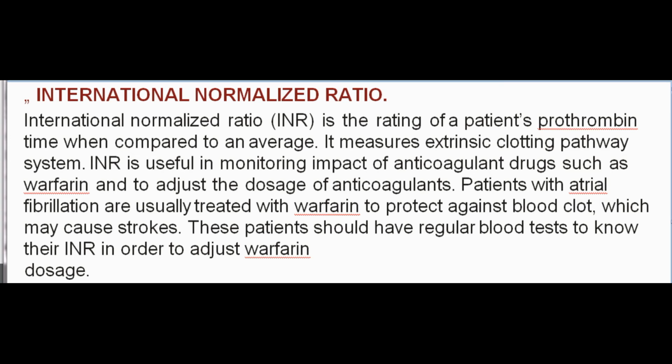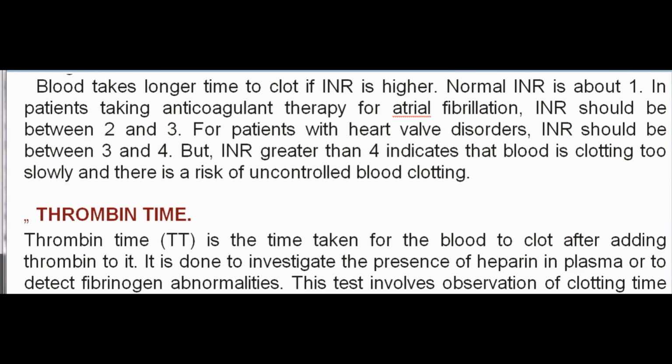Patients with atrial fibrillation are usually treated with warfarin to protect against blood clot, which may cause strokes. These patients should have regular blood tests to know their INR in order to adjust warfarin dosage. Blood takes longer time to clot if INR is higher. Normal INR is about 1. In patients taking anticoagulant therapy for atrial fibrillation, INR should be between 2 and 3. For patients with heart valve disorders, INR should be between 3 and 4. But INR greater than 4 indicates that blood is clotting too slowly and there is a risk of uncontrolled blood clotting.